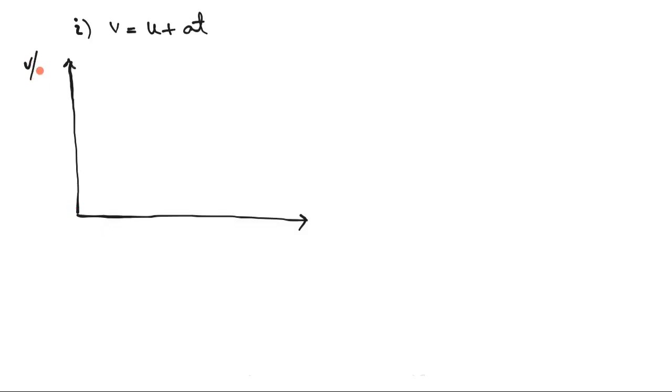Let me solve the first one, basically v equals u plus at. For this purpose we will take the shape of the graph something like this. I will take the velocity over here measured in meter per second, and the time on the x-axis measured in seconds, and the graph is something like this. It will start from here. This would be basically the area under the graph. The whole of this thing would be the area under the graph.